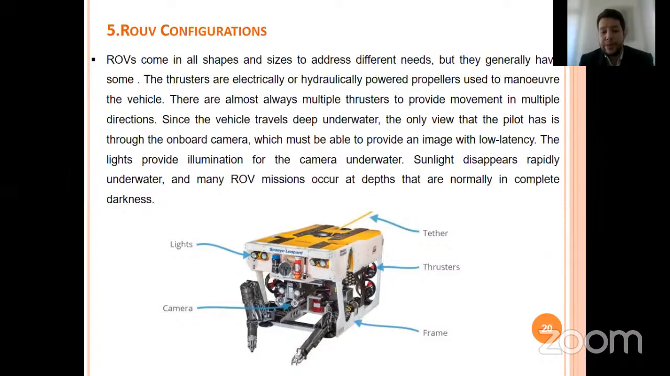Sunlight disappears rapidly underwater, and many ROV missions occur at depths that are normally in complete darkness. And here in this picture, we have the main components of an ROV. So you can find the tether, thrusters, the frame and the camera, and also the lights.